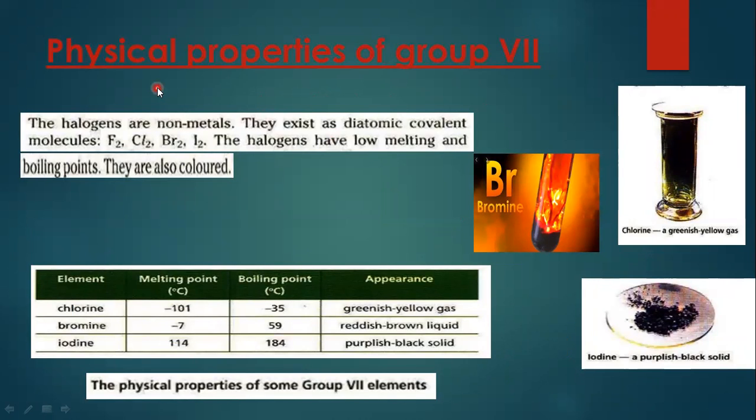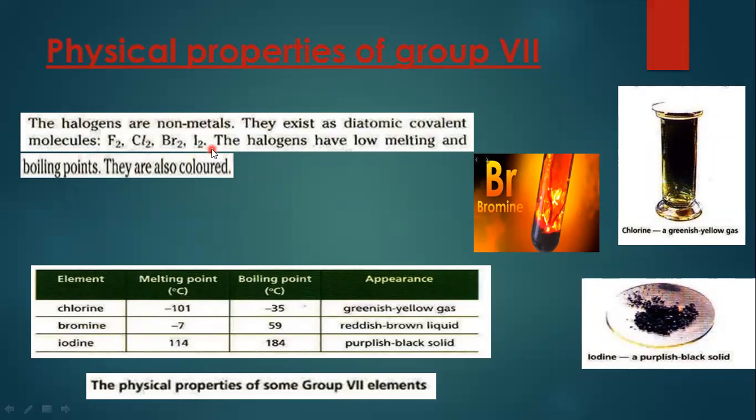First of all, we will discuss the physical properties of group 7 elements. Physical properties are those properties that can be seen, that can be observed. Okay. First property is the halogens are non-metals. Halogens, what is their nature? These elements are non-metals. The next one is they exist as diatomic covalent molecules. Okay, they exist in nature as diatomic molecules. Diatomic molecules are those molecules, di means two, that consist of two atoms like F2, Cl2, Br2 and I2.